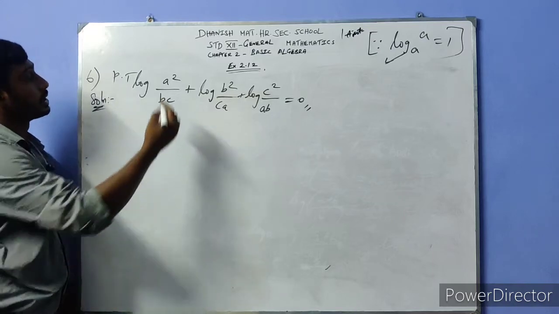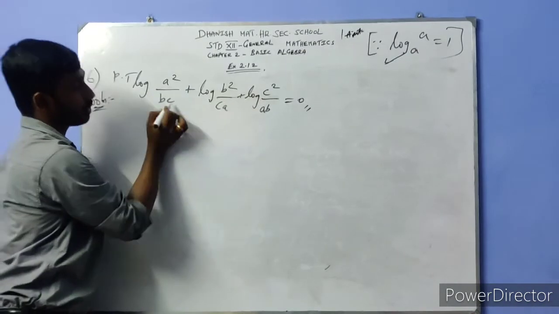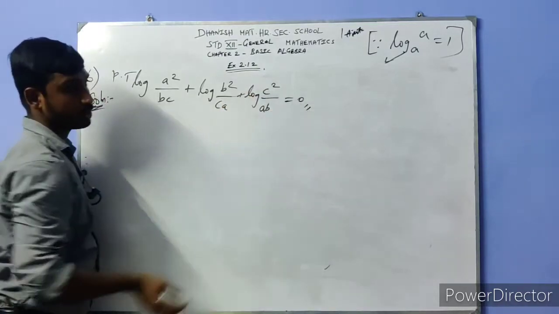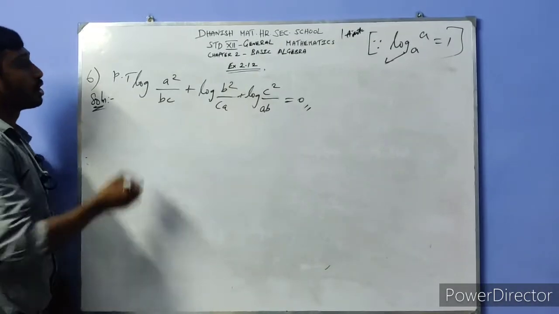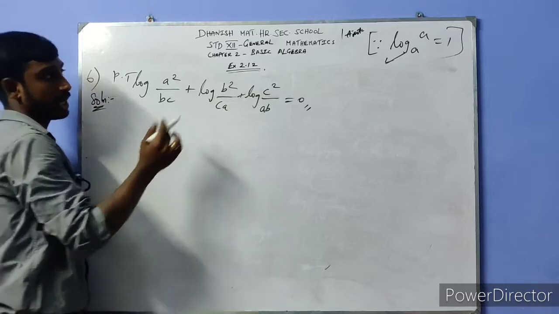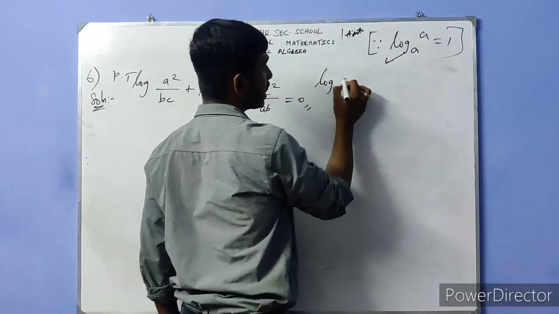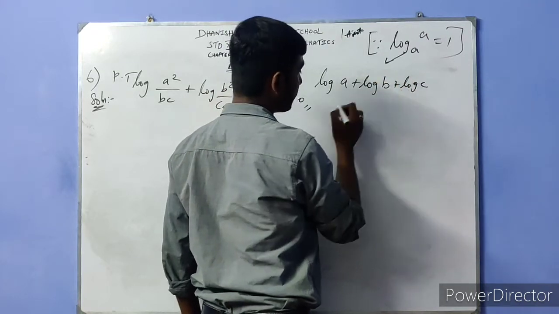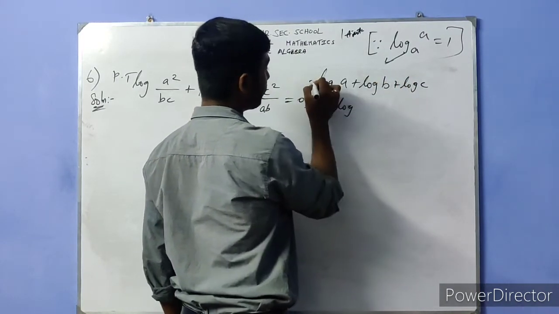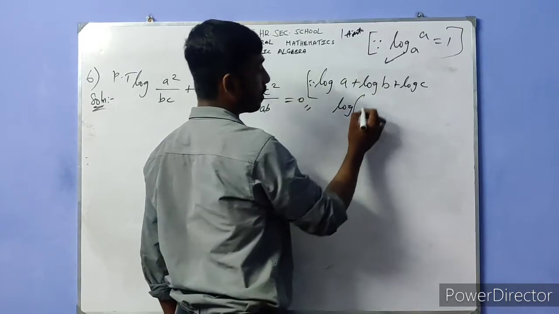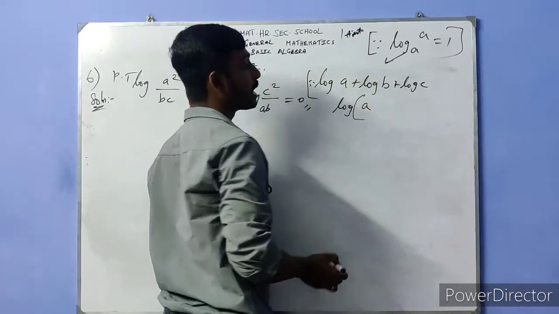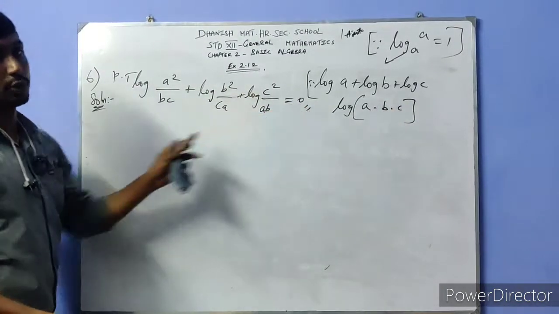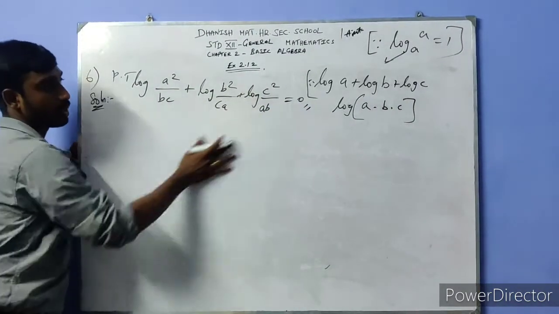Okay, listen here. What is the question given here? Log of a square divided by bc plus log of b square divided by ca plus log of c square divided by ab equals 0. So how do we prove that it will be 0? Here we are using one condition: log a plus log b plus log c. If you take log commonly, the addition changes into multiplication, a into b into c. We are using this condition in this sum.